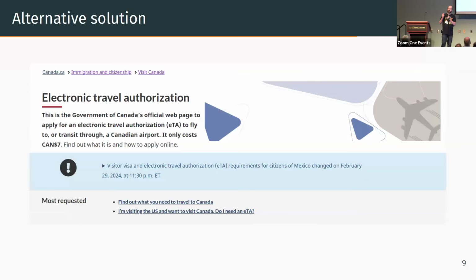So I needed an alternative solution. There is something called an electronic travel authorization that works like this. For a few countries, if you have a US visa, you can actually apply online for a Canadian visa. That should be much faster. So then you reduce the problem of getting a Canadian visa to the problem of getting a US visa.